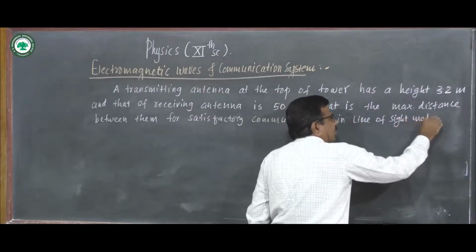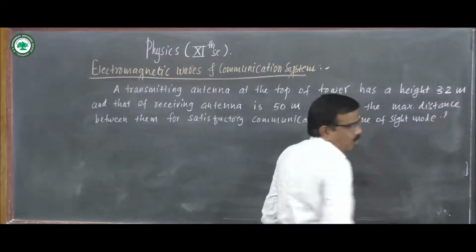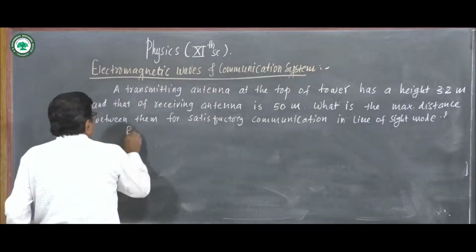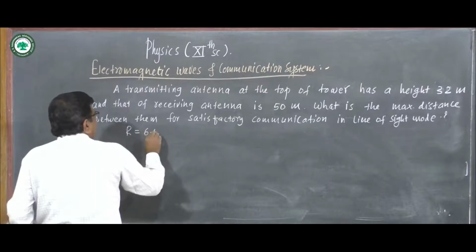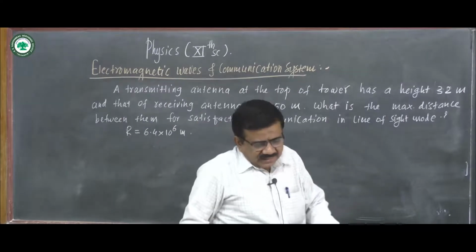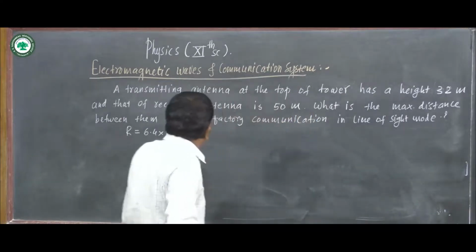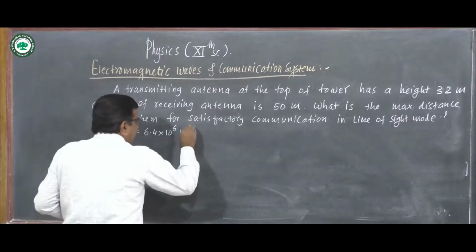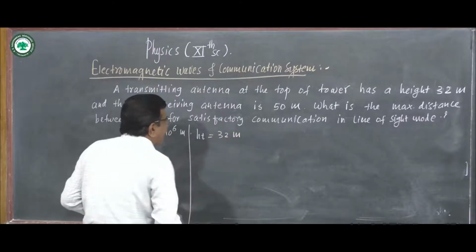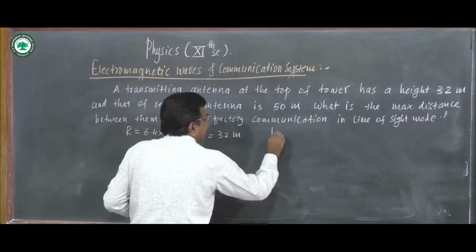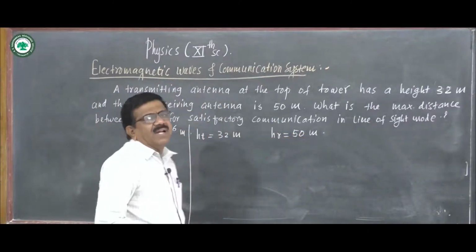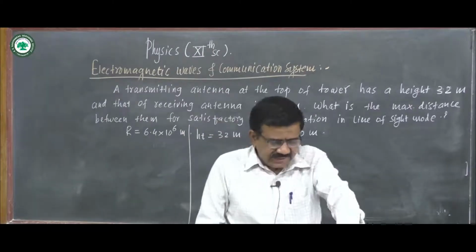Line of sight mode, and radius of earth is given, r, radius of earth, that is 6.4 into 10 raised to 6 meter. Now here it is given that transmitting antenna height is 32 meter. We call it as HT. Transmitting antenna height 32 meter. Receiving antenna height, that is 50 meter. Radius of earth is given 6.4 into 10 raised to 6 meter.